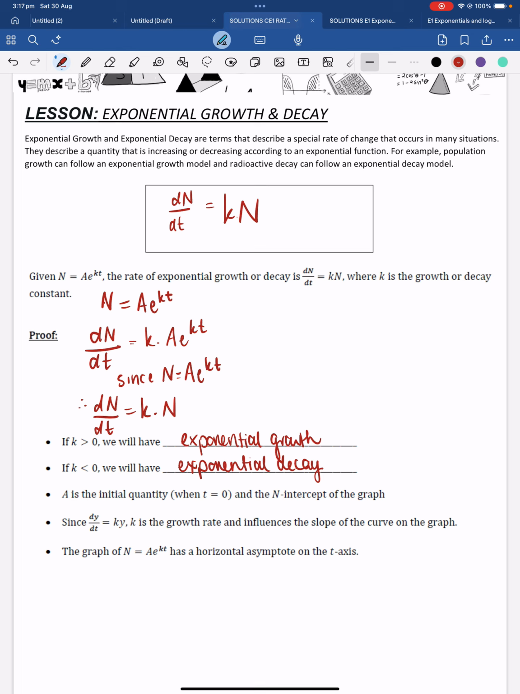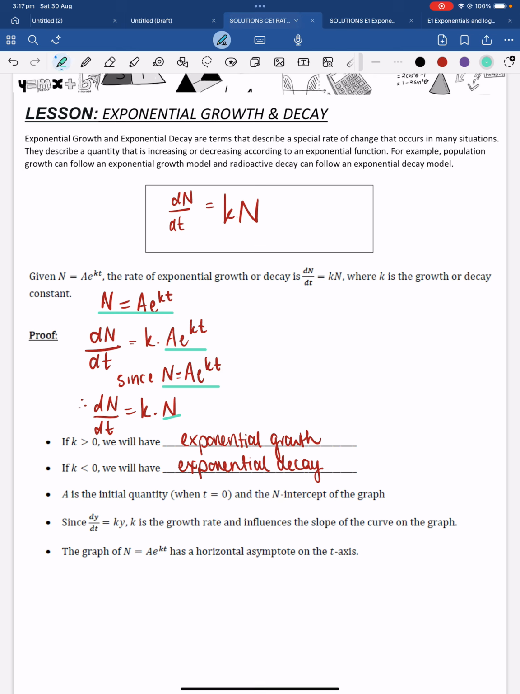So the proof, it's actually a really nice straightforward proof. We start with the formula they give us, N is equal to A e^(kt). When I differentiate the power, I get k, being the coefficient of t, coming out the front and times us. And just subbing it back in, since N was equal to A e^(kt), I'm just filling that in where N is, giving me my proof there.